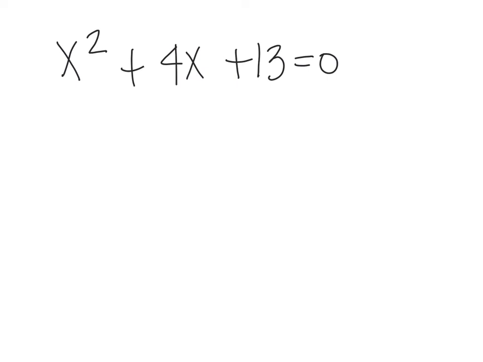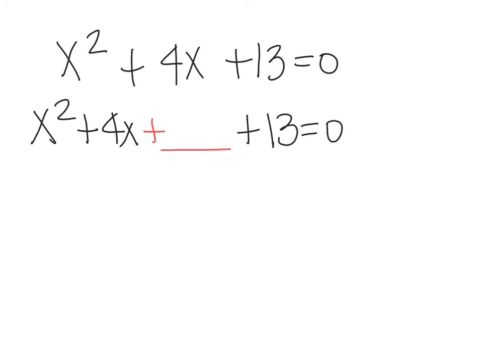All right, our next problem is x squared plus 4x plus 13. We're going to solve this by completing the square. So I'm first of all going to rewrite this as x squared plus 4x plus blank, plus 13 equals 0 plus blank. We're setting it up so that it's ready for completing the square.